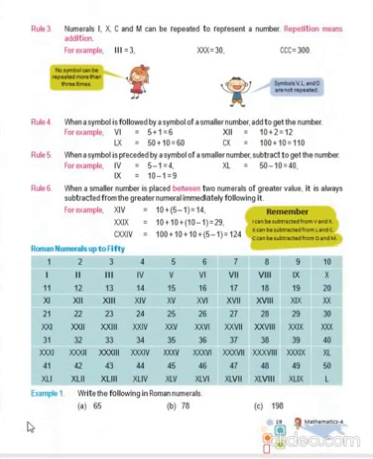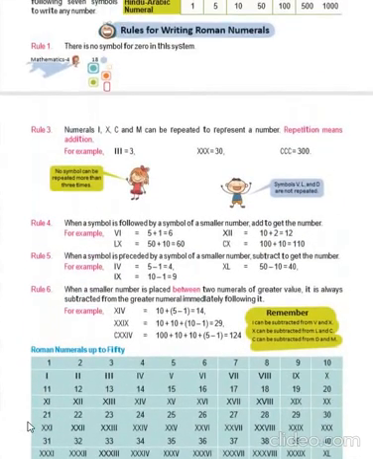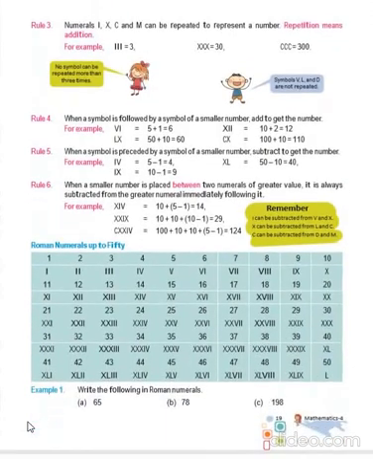Rule number 3 is you cannot repeat any number more than 3 times, and we can repeat only these 4 numerals: I, X, C and M. These can be repeated, and other symbols like V, L and D cannot be repeated.